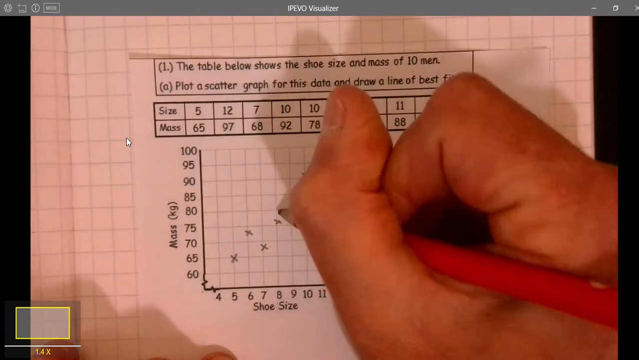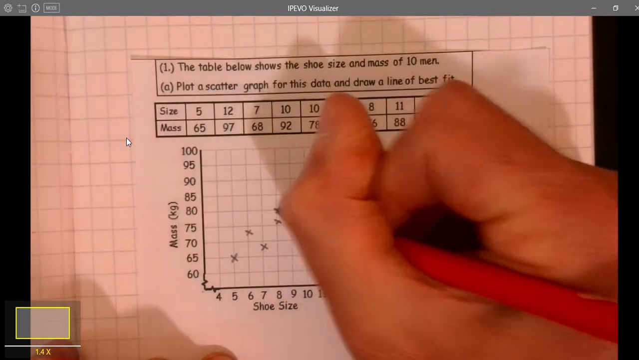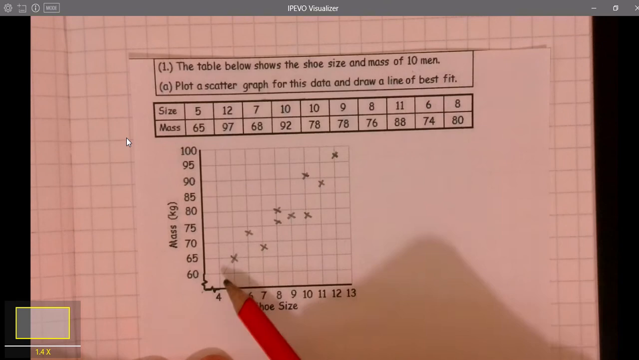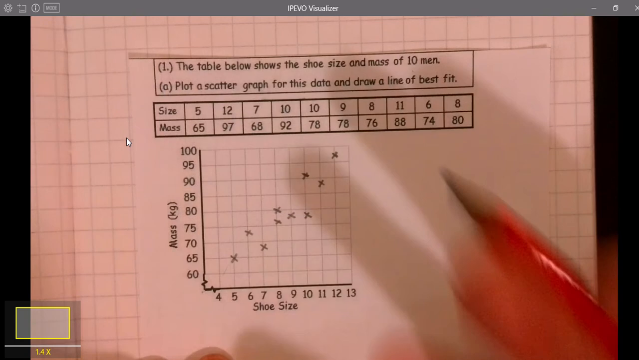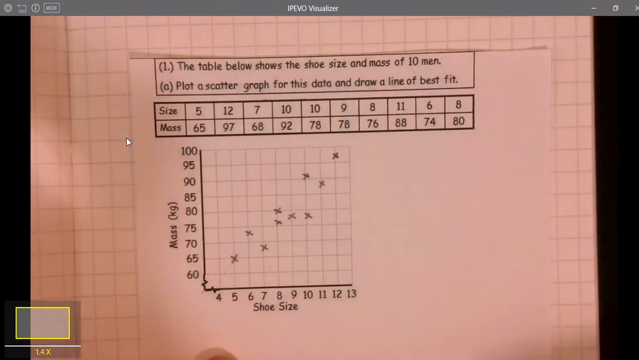8 and 80. Okay. So we can see there you can describe the correlation, or we could describe the relationship. No surprise, the bigger feet you've got, the more you're going to weigh. The bigger person you're going to be.